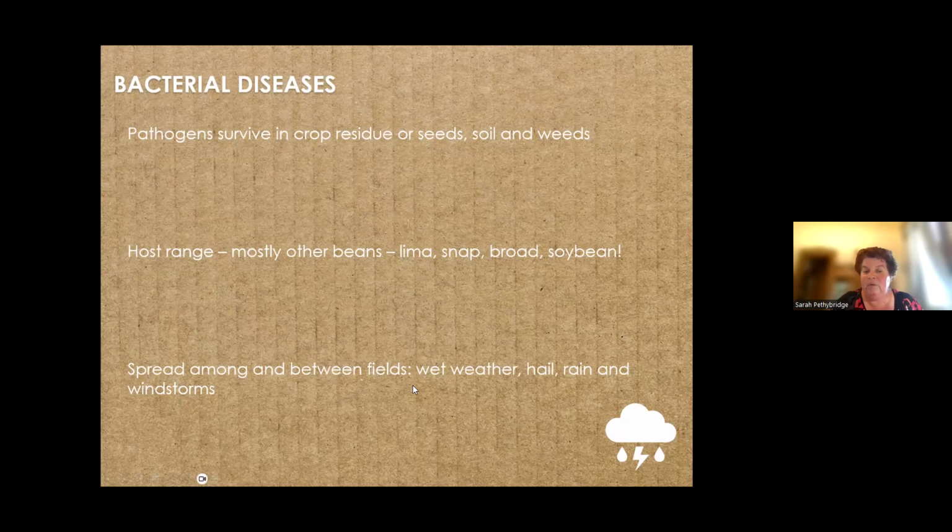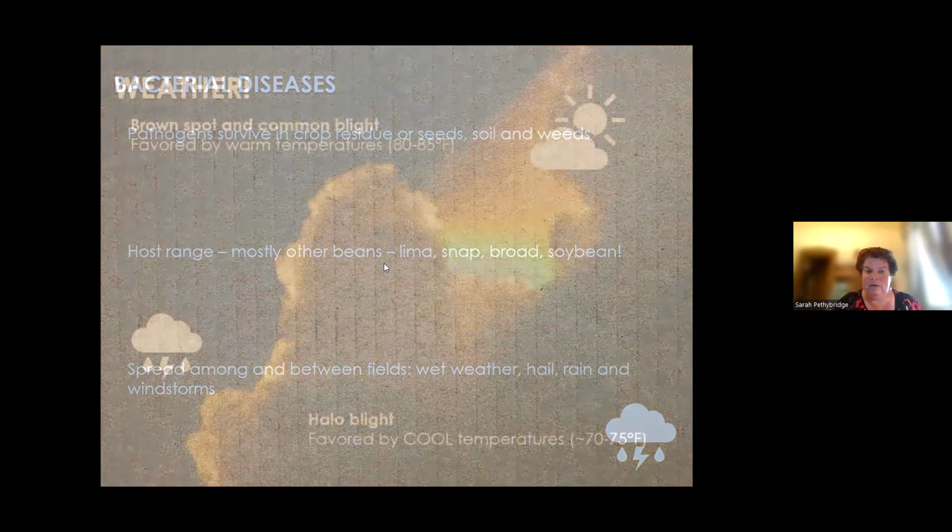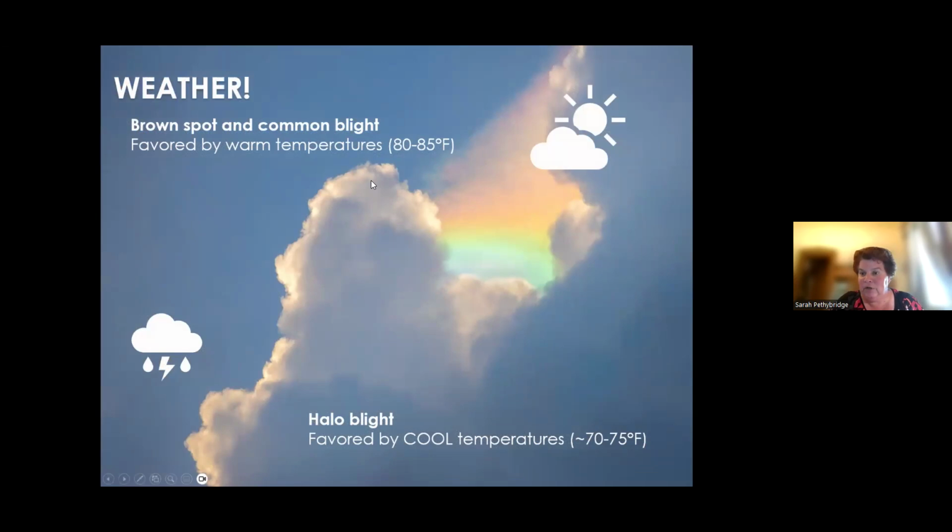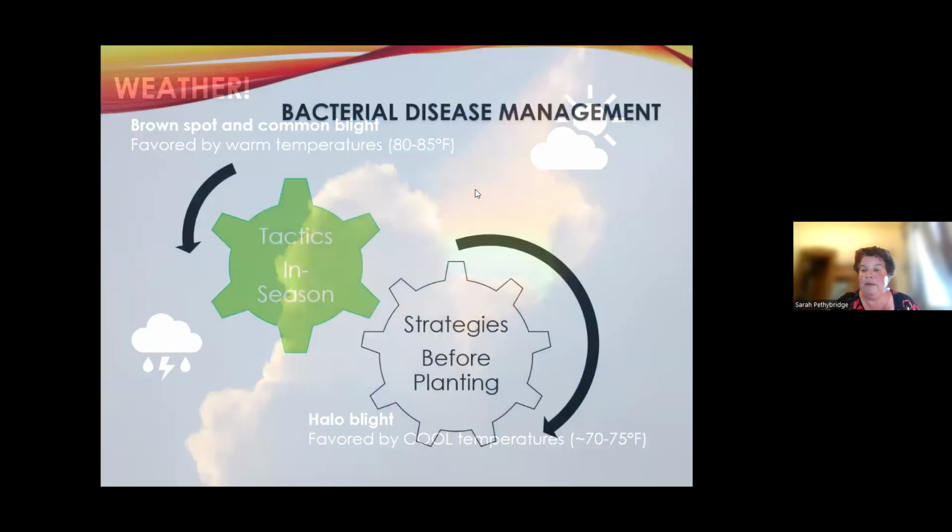The spread among and between fields, so the dispersal of the pathogen, is usually driven by wet weather, hail, rain, windstorms, everything that we've mostly been encountering this season. So perfect weather for bacterial disease spread this year. But the weather will also drive the conducive conditions for the disease. So for brown spot and common blight, they tend to be exacerbated by warm temperatures, so 80 to 85, whereas halo blight is favoured by cooler temperatures, 70 to 75. So really there's a bacterial disease out there for every different situation. If I was a bacterium, I would certainly like the 70 to 75 rather than the 80 to 85, but they seem to cover all bases.